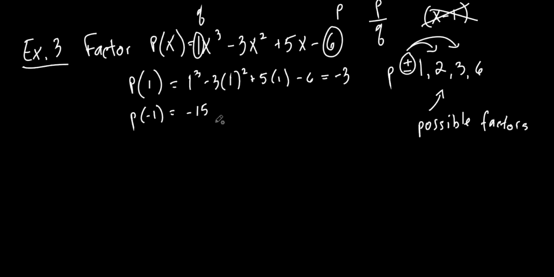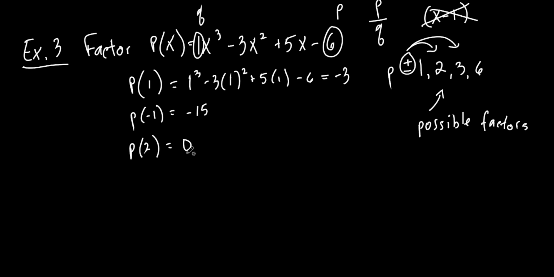And then what's the next one I'll try? Try 2. Put a 2 in for this: 2 cubed minus 3 times 2 plus 5 times 2 minus 6. And lo and behold, that comes out to be a 0. You're going to have to do the work on it, but I'm just trying to make it go faster.